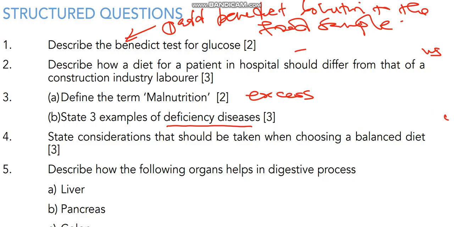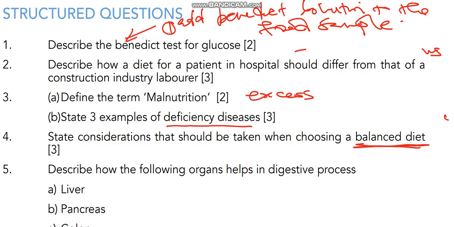Right, state considerations that should be taken when choosing a balanced diet. A balanced diet. I think I need to define this term. A balanced diet refers to a meal that contains all nutrients, which means carbohydrates, vitamins, proteins, fats, and so on, in their correct proportion. That's what you call a balanced diet.